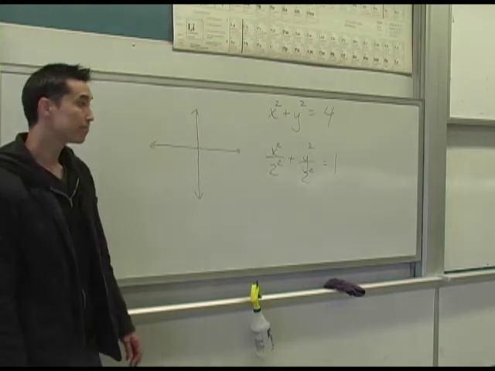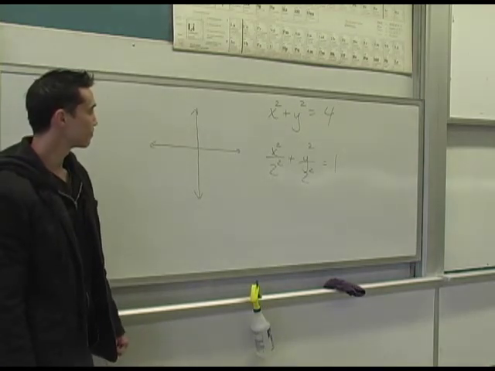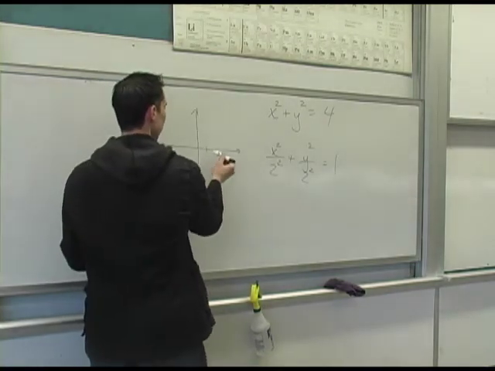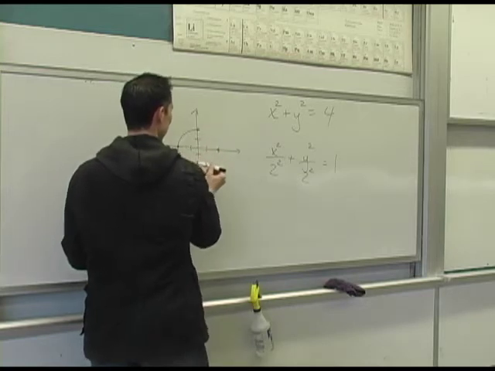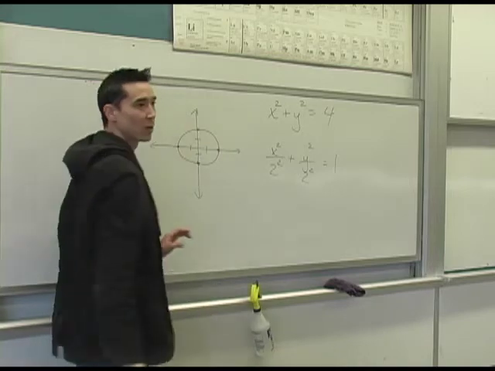What did you guys get? Yeah, it's a circle, right? We just go out 2 on each. So where's the center of this circle? 0. Does that correspond with our circle formula? What is our circle formula?